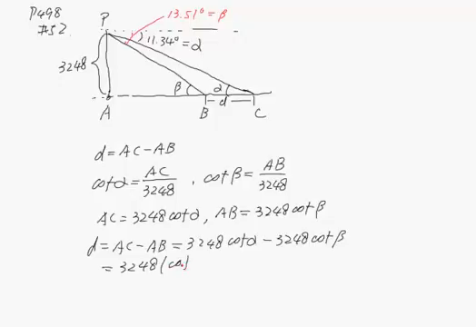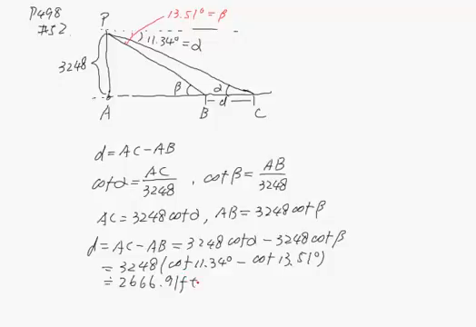So plug in the values of alpha and beta into this expression: 3248 times cotangent of 11.34 degrees minus cotangent of 13.51 degrees. Then use the calculator to compute. You get the distance between B and C, which is approximately equal to 2666.91 feet.